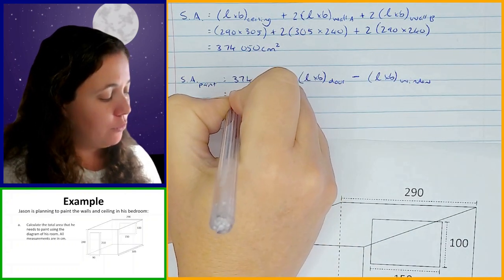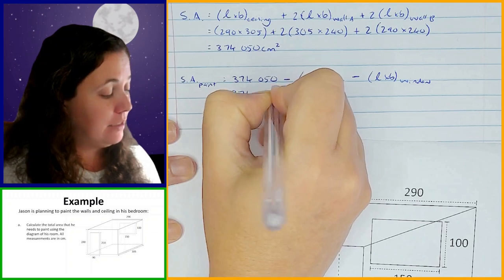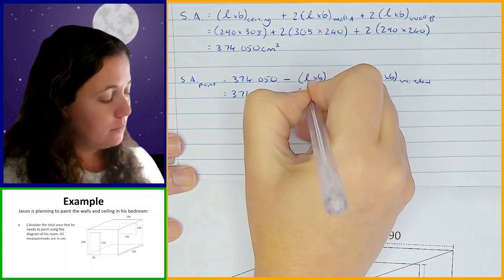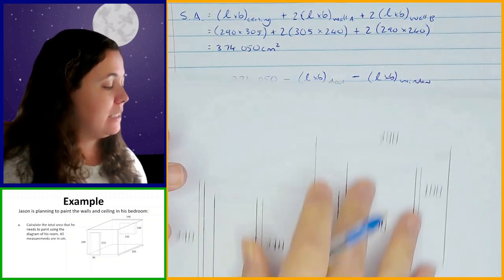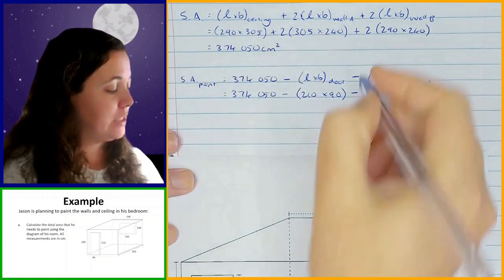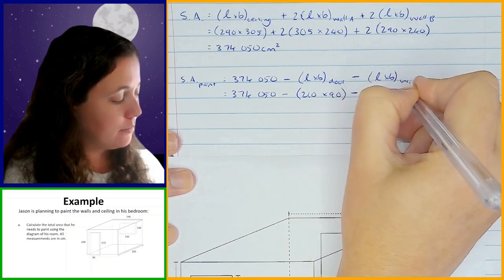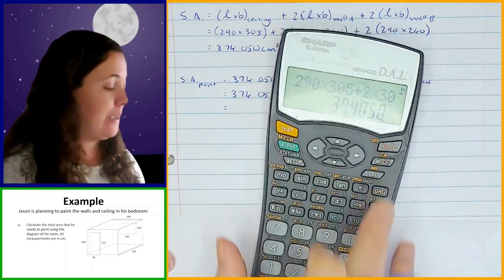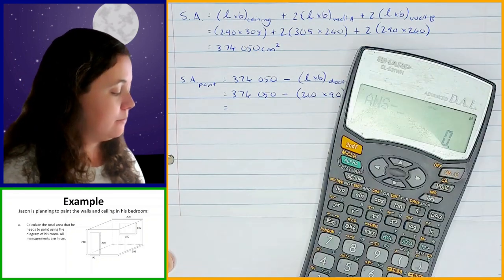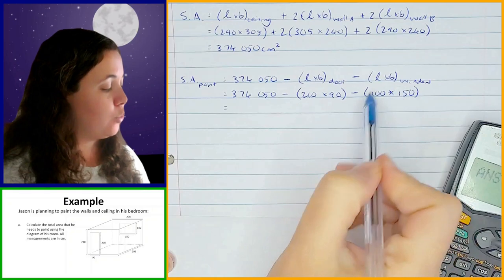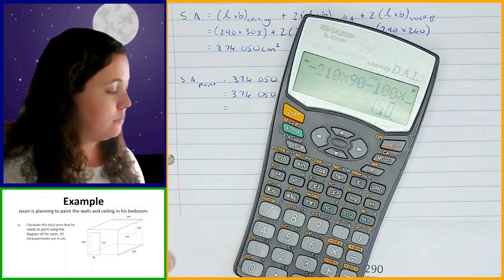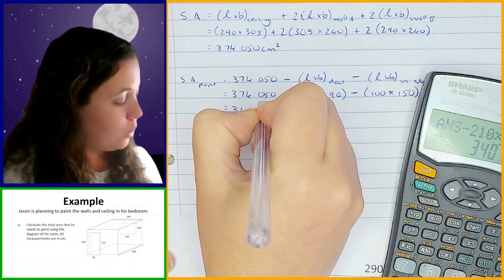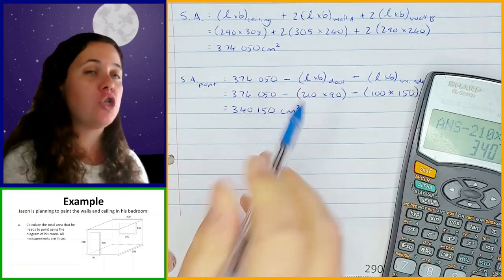Okay, so that's going to be 374,050 minus, for my door, I've got 210 by 90. And minus, for the window, I've got 100 by 150. Okay, so now I can go and work that out. So I'm going to say over here, 374,050 minus 210 times 90, and also minus the window, which is 100 by 150. And that gives us 340,150 centimeters squared. So that is the total area that he needs to paint.